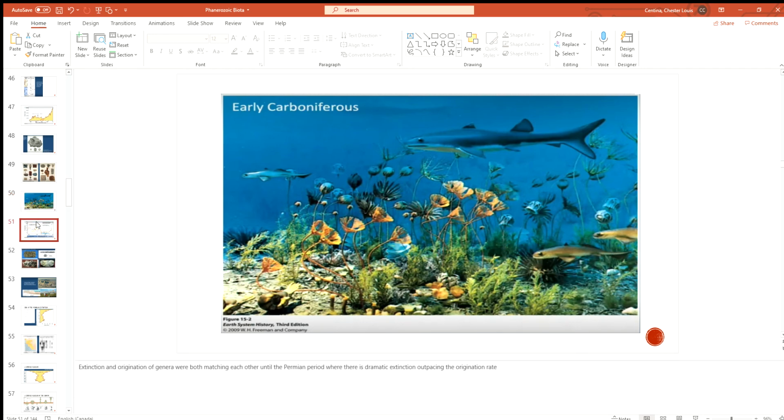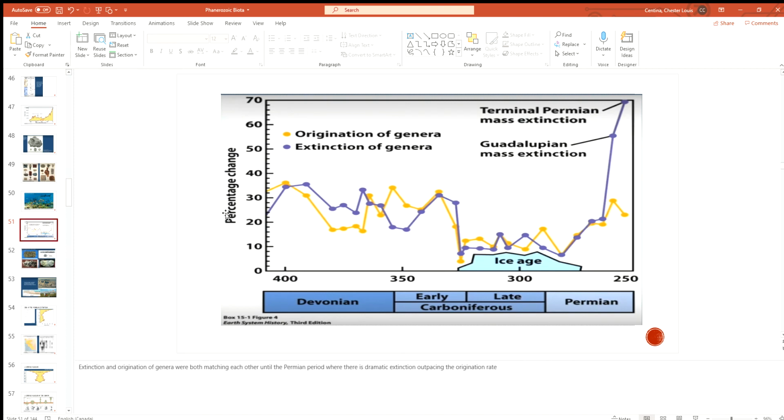We don't know. Okay. So this chart is basically the extinction and origination of genera, and you see that both of them were kind of matching together. The extinction and the origination, like the pace, they paced together, right? But then the ice age happened, and then you see a lot of the extinction happen. It outpaces the origination rate from the Devonian, early to late Carboniferous, and then the Permian, a big extinction after the ice age.